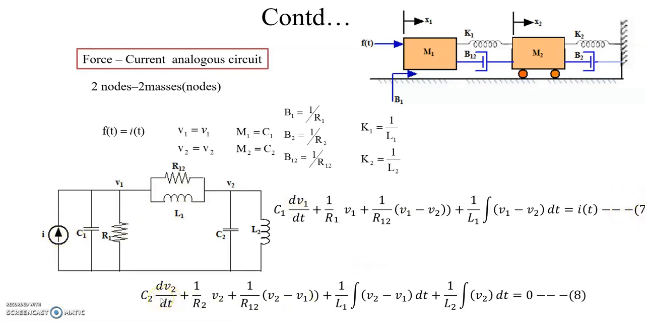The next equation, 8, is the KCL at node 2. C2 into dV2 by dt plus V2 by R2 plus 1 by R12 into V2 minus V1 plus 1 by L1 integral of V2 minus V1 into dt plus 1 by L2 integral of V2 into dt is equal to 0.